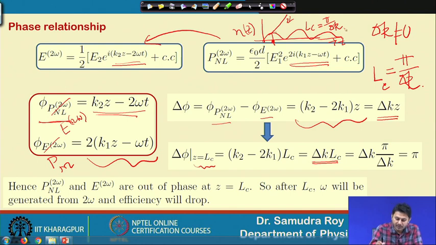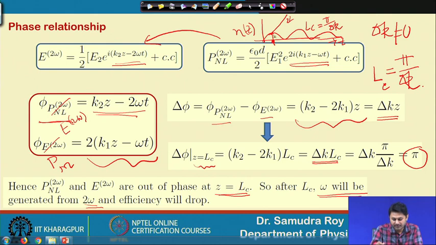So, now if I want to find out exactly at this point what the phase difference between these two is, we find that the phase difference is exactly pi. So, a pi phase difference is there at this point where the efficiency is maximum. Now, if I go beyond that, we find that the efficiency is dropping down. That means P nonlinear and E are out of phase exactly at the point z equal to L C. So, after L C, what happens is that omega will not generate 2 omega; rather, omega will be generated from 2 omega.